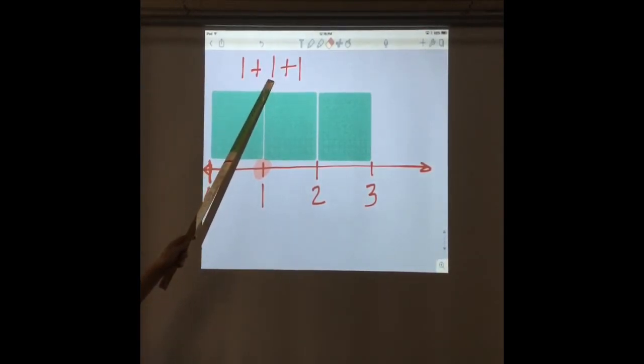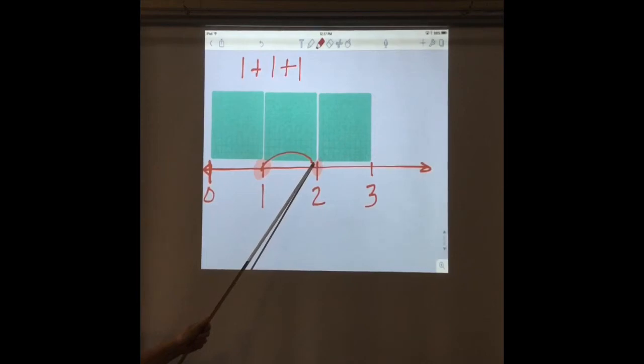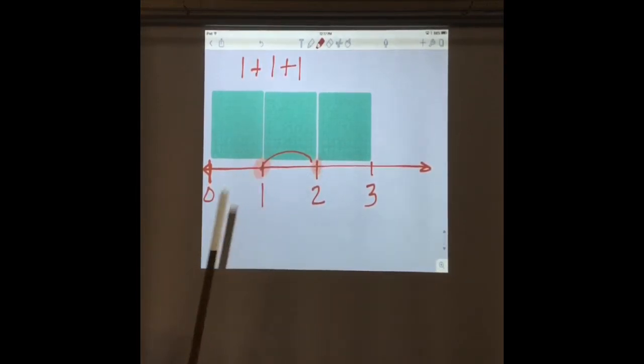Now, how would we show plus 1? We're going to move this dot over to the 2. There's 1 plus 1, right? Here we are. 1 plus 1 is what? 2. That's why we have it right there on the 2. Have I lost anybody yet? No. No, it seems really easy, doesn't it?